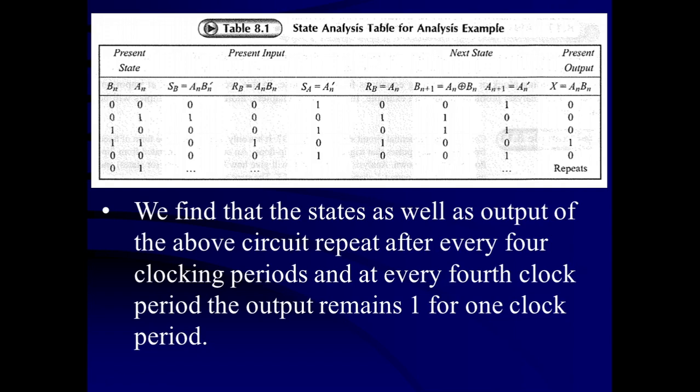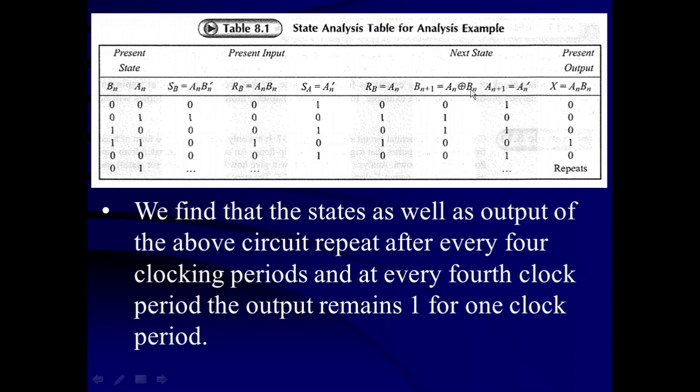Similarly, we can have the present inputs for the flip-flop A, SA and RA. Here there is a printing mistake. It is not RB there, but RA. SA is going to be An dash, so whatever An is there is going to be complemented here. So 0 is going to be complemented to 1. And RA is equal to An, so it is going to be the same, that is 0 will be here. So these are the present inputs for the flip-flop B as well as for the flip-flop A.